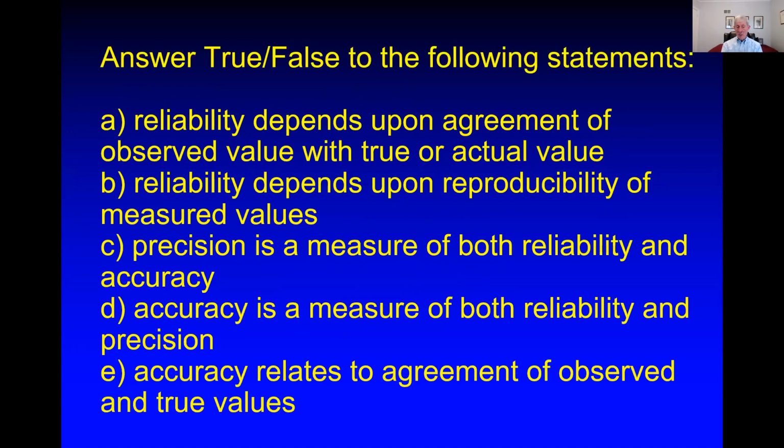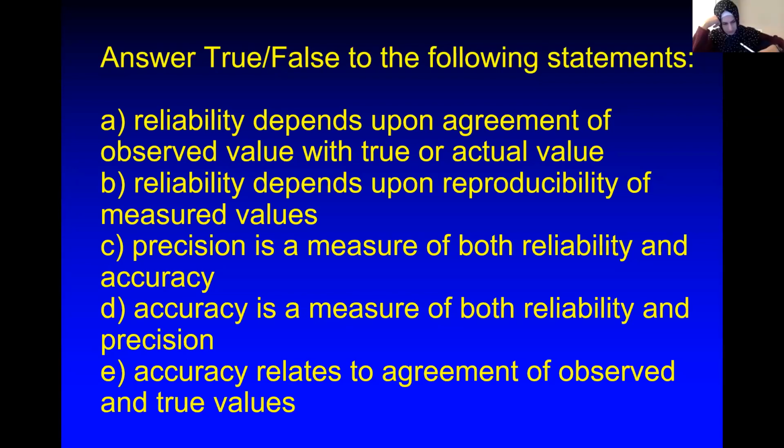That is true, because the correlation between observed and true values is the definition of accuracy. Let's go down to E. Accuracy is the correlation between observed and true values. That is true. That's why A is true. Reliability depends upon that agreement. B, reliability depends upon reproducibility.